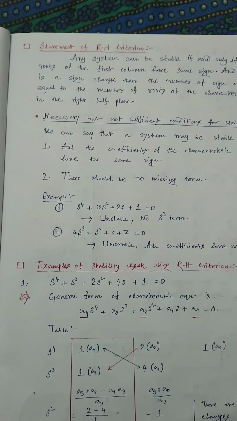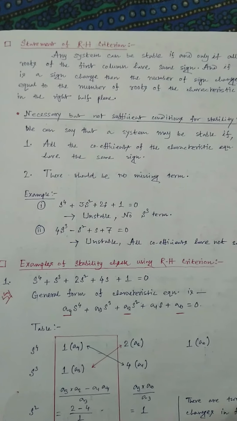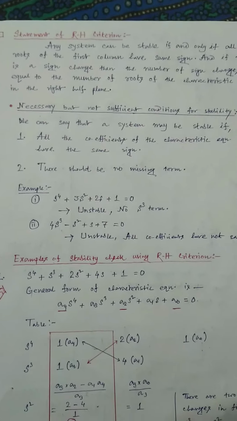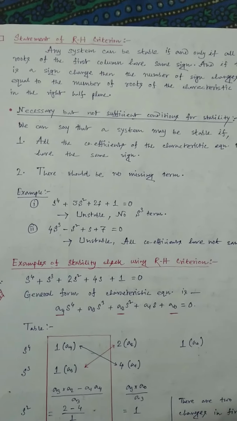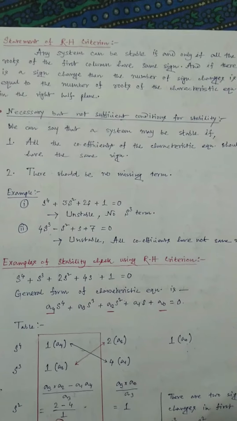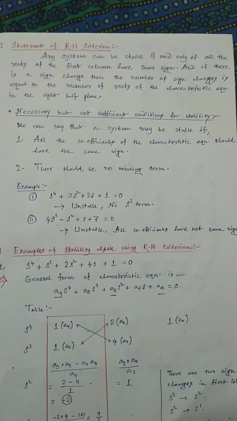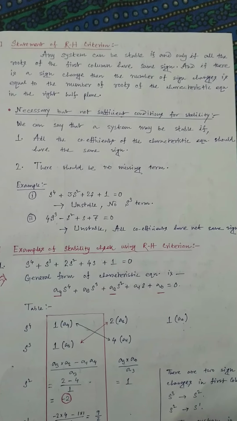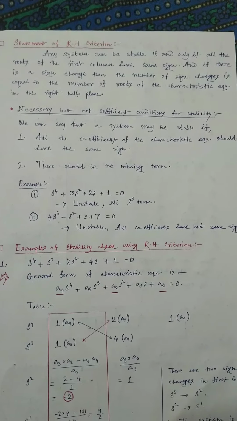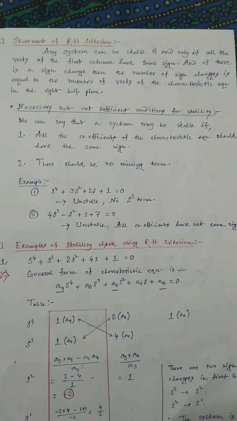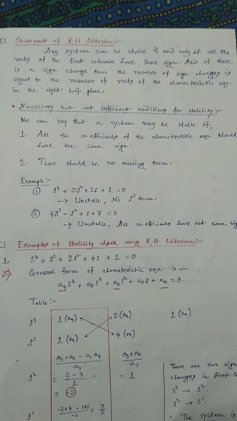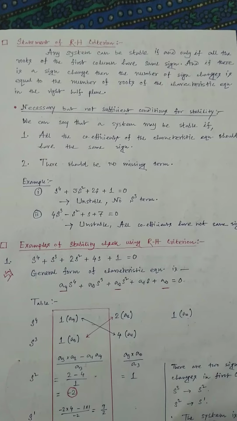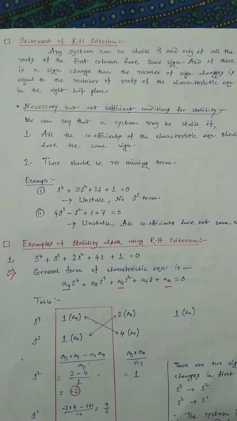Now, statement of Routh-Hurwitz criteria. Any system can be stable if and only if all the elements of the first column have the same sign, and if there is a sign change, then the number of sign changes is equal to the number of roots of the characteristic equation in the right half plane.